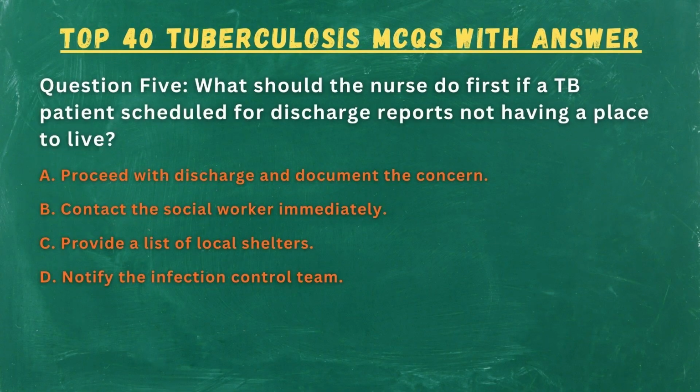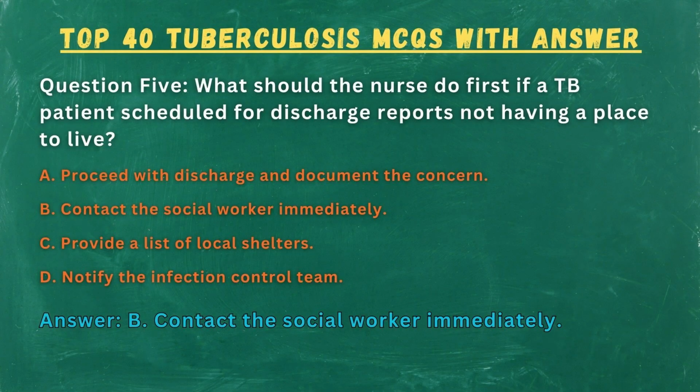Question 5. What should the nurse do first if a TB patient scheduled for discharge reports not having a place to live? A. Proceed with discharge and document the concern. B. Contact the social worker immediately. C. Provide a list of local shelters. D. Notify the infection control team. Answer. B. Contact the social worker immediately.